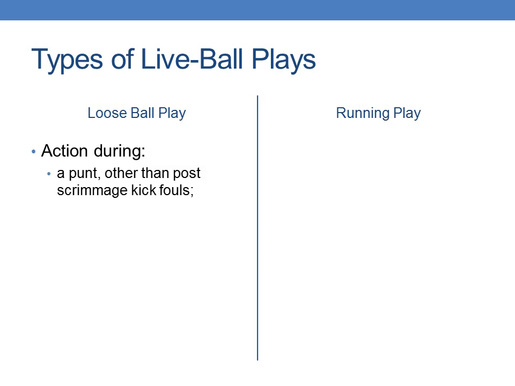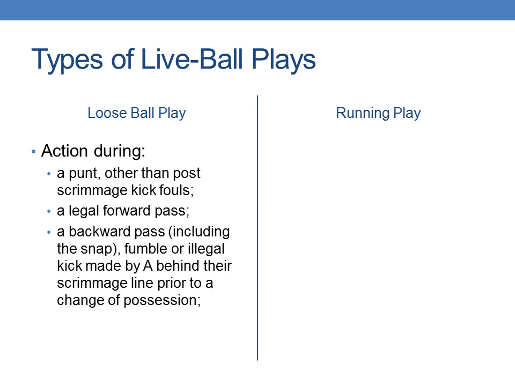One is a punt, other than during post-scrimmage kick fouls. Two is a legal forward pass. Three is a backward pass. That does include the snap. Note that the snap is a backward pass, but could also include a fumble or illegal kick made by Team A behind their scrimmage line prior to a change of possession. And then additionally, a loose ball play encompasses the run or runs which precede any of the above. We'll get into some examples of this here in a minute.